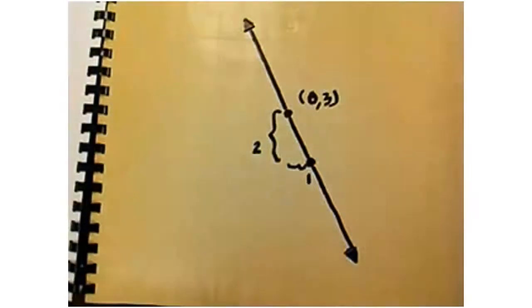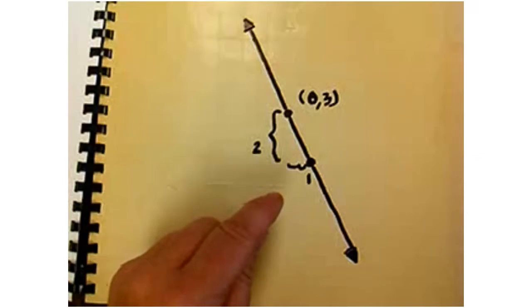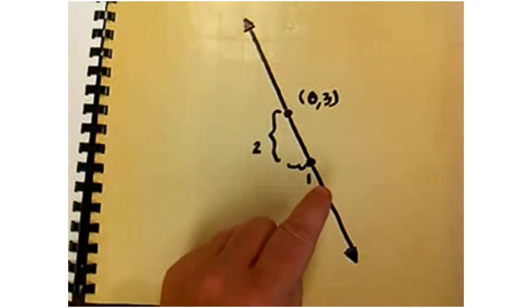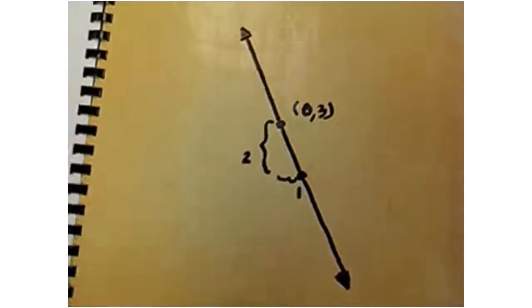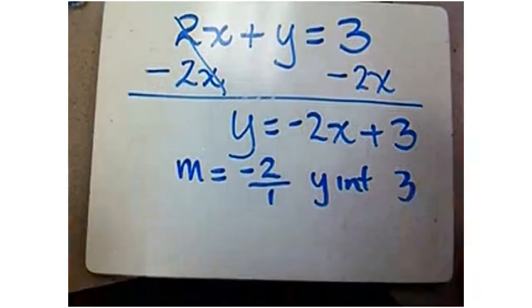And then from that point, you would tell them, okay, now go down 2 on the y-axis and then go 1 to the right, parallel with your x-axis, and make another point. And then take a straight edge and connect those 2 dots. So that's what they did in this graph. That's what you'll have to do when you start.